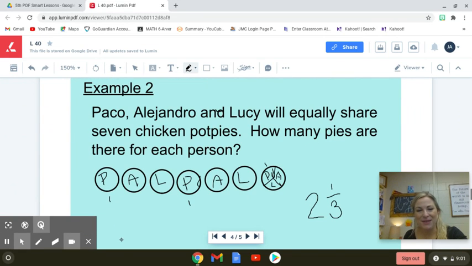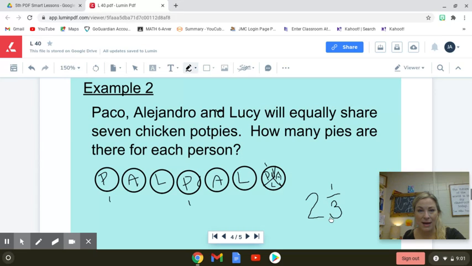Okay, sorry about that. So now I finished dividing out that very final pie into thirds, and I gave one section to each of the friends. We have Paco, Alejandro, Lucy. And once all the pies were divvied out, I went back and I just took a look at exactly what each person got. So just using Paco as an example, we have one full pie, and then 1 out of 3 pieces of this last pie. So altogether, each person got 2 full pies and 1/3, or 1 out of 3 pieces.